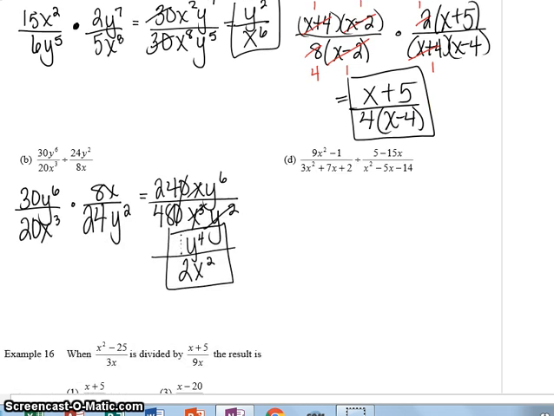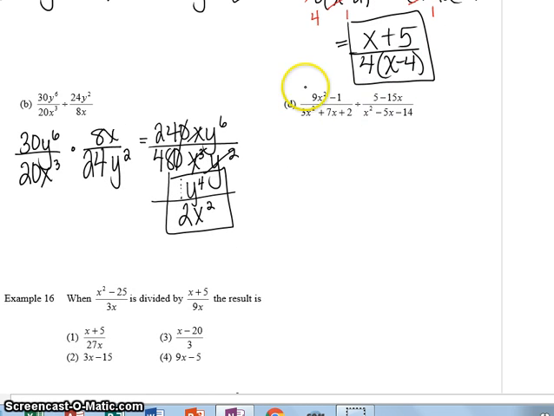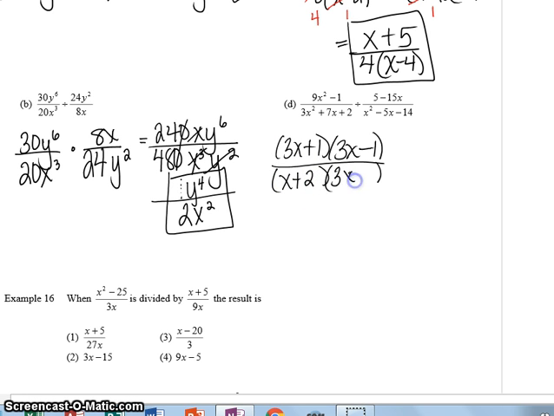Okay? Part D. Okay, so I have a 9x squared minus 1, which is the difference of a perfect square. So I get 3x plus 1, 3x minus 1. You take the square roots of those. Okay? And then the denominator is a trinomial with a leading coefficient greater than 1. So I have 3x squared plus 7x plus 2. You could use AC method, slip and slide, or guess and check. Or if you're really good with the poly roots, you're going to get x plus 2 and 3x plus 1. Okay? Change it to multiplication, and those flip.